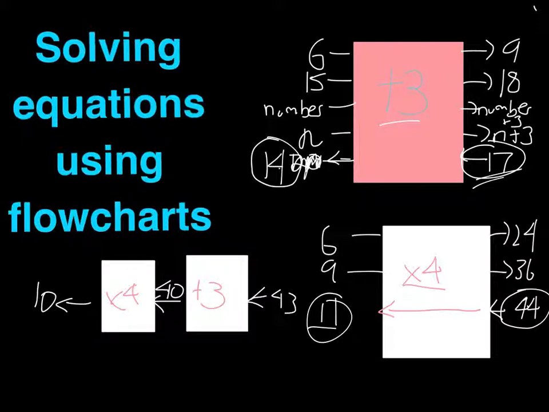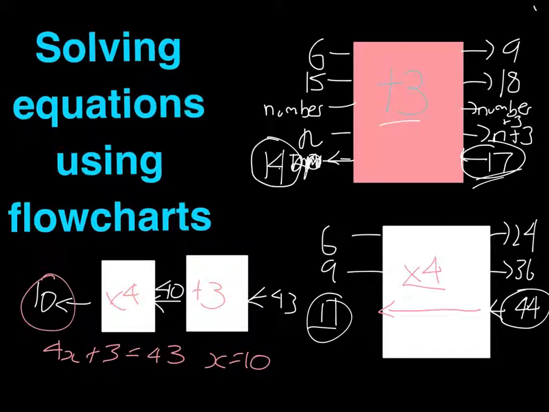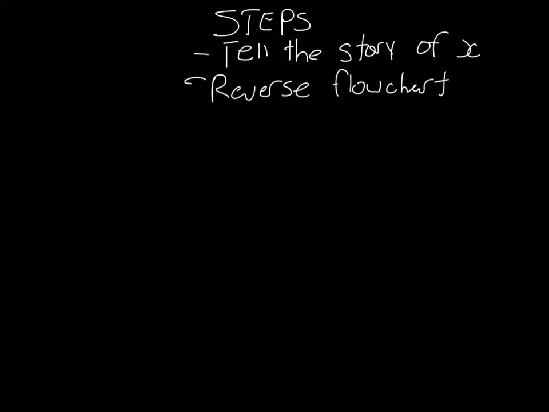Now, you may not feel like it, but we've actually just solved the equation. What is 4x plus 3 equals 43? What is x? We've solved that. x equals 10. Alright, so I'm going to show you exactly how I want you to solve it. There's only two things you need to do. You just need to tell the story of what happened to x and then reverse the flowchart.